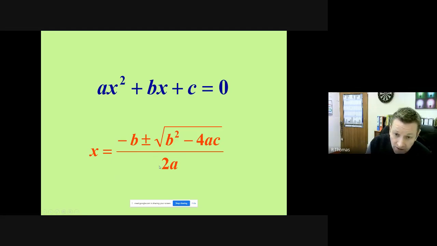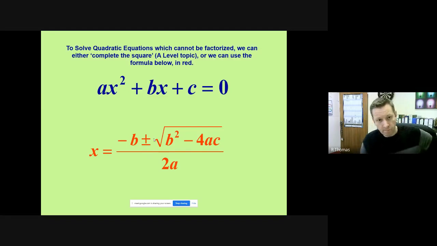And as long as you know a, b, and c, it's simple. It's just pressing bits of plastic on a calculator. But of course, the most obvious place to make an error and therefore lose marks would be with your minuses. So we've got to be uber careful with that, right?